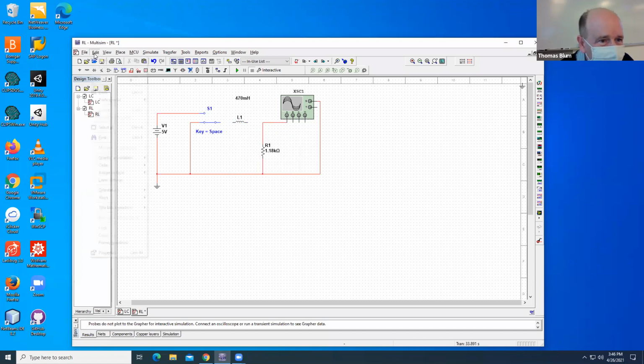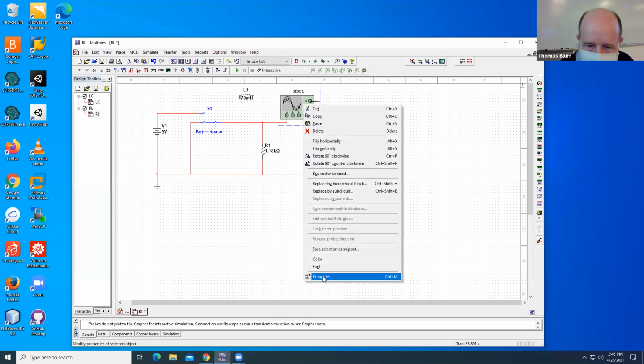I didn't want to do that. I just moved its label. I wanted to move the whole inductor. Okay, let's have this circuit without an inductor. Open up the oscilloscope.